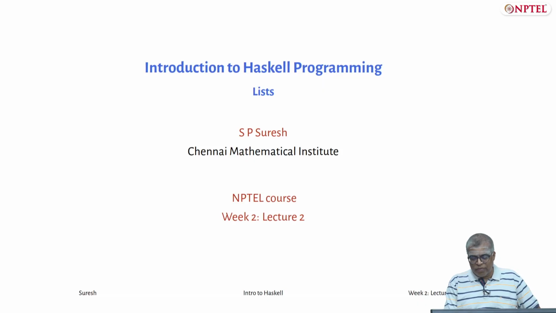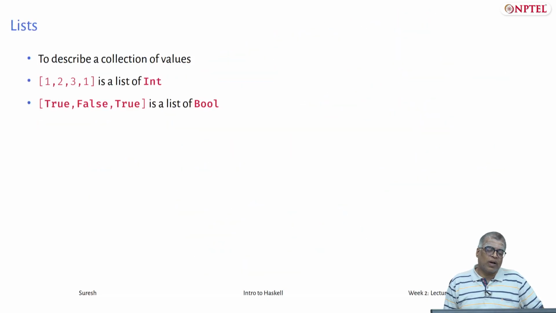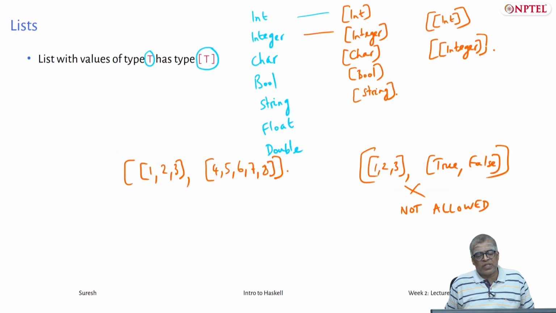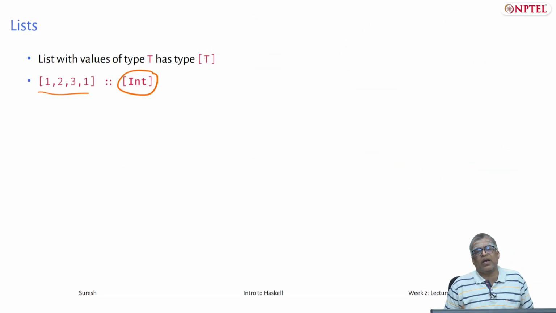Just to recall what we had covered in the previous lecture, in Haskell, lists are the data structure that one uses to describe a collection of values. For instance, 1, 2, 3, 1 is a list of ints, true, false, true is a list of bools, and so on and so forth. Just to recall, all elements of a list must be of uniform type. You cannot mix types, and a list with values of type t has type list t. You pronounce it as list t and you will write it as t within square brackets. This is just a quick recap of what we did last week.